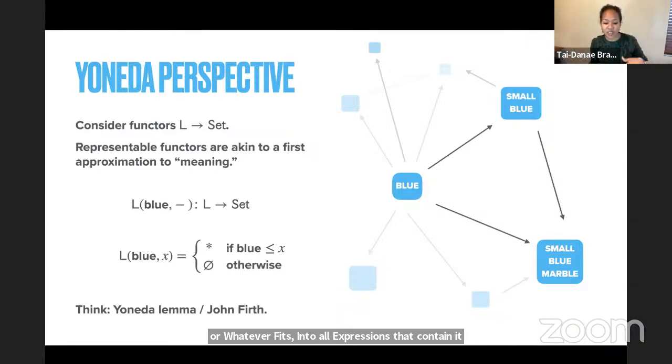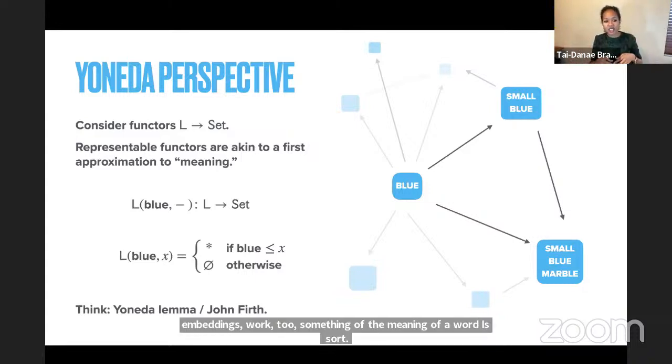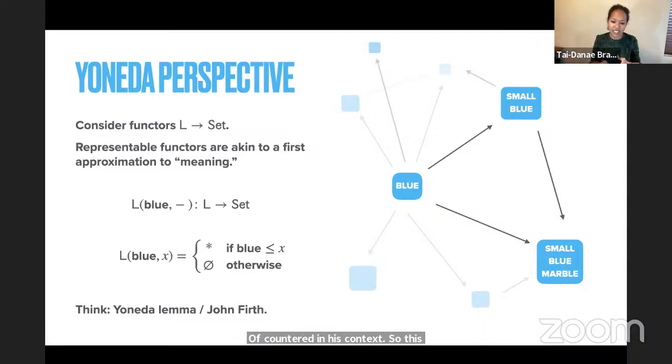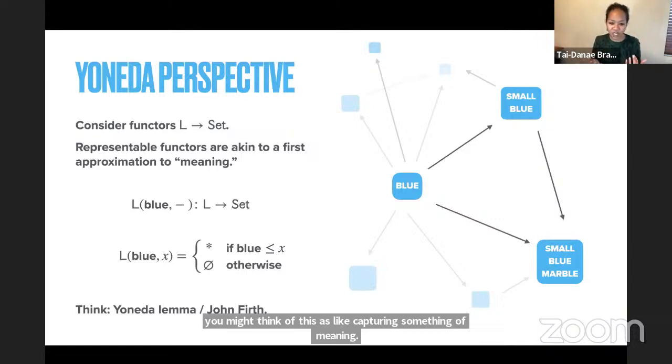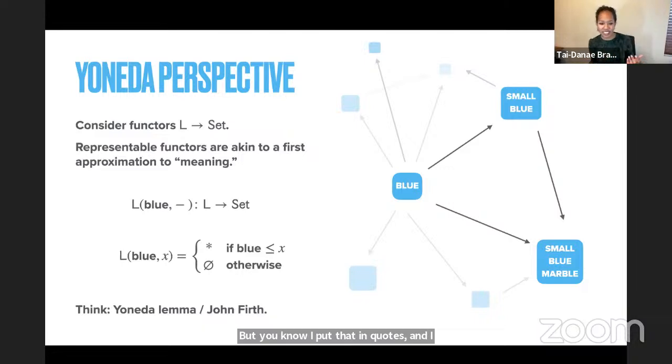If you think about language a lot, then I'm sure you've heard this famous quote by John Firth, "You shall know a word by the company it keeps." This is how word embeddings work too. Something of the meaning of a word is captured in its context. So this representable functor captures precisely that context. You might think of this as capturing something of meaning, but I put that in quotes and say it's a first approximation because, as you can already guess, this isn't everything.